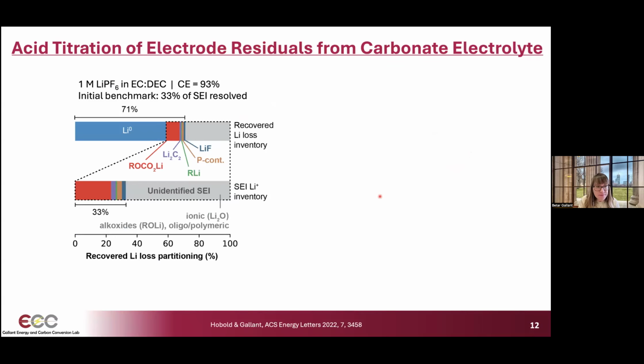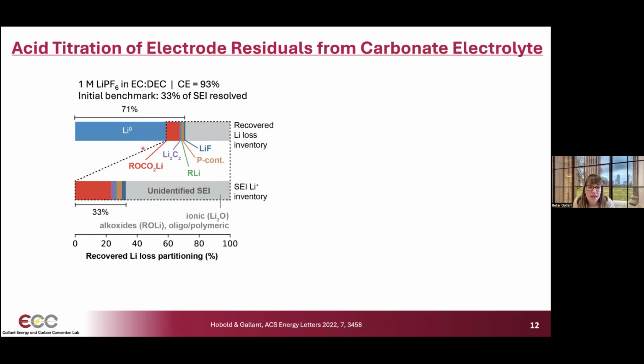Okay, so with those data sets, because we find that the partitioning doesn't change all that much over cycling, we can come up with an average effective partitioning of capacity loss in early cycling over that given electrolyte.